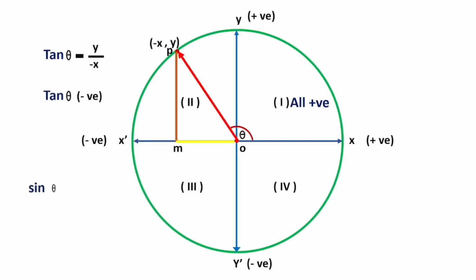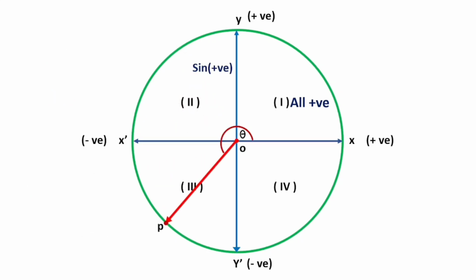But sin theta equals y upon OP, that is PM upon OP. OP is always positive because it is the sum of two square numbers. So sin theta and its reciprocal cosec are positive in the second quadrant. But cos theta is minus x upon OP. So cos theta and its reciprocal sec are negative in the second quadrant. So cos and tan with their reciprocals are negative in the second quadrant. Only sin and its reciprocal cosec are positive in the second quadrant.